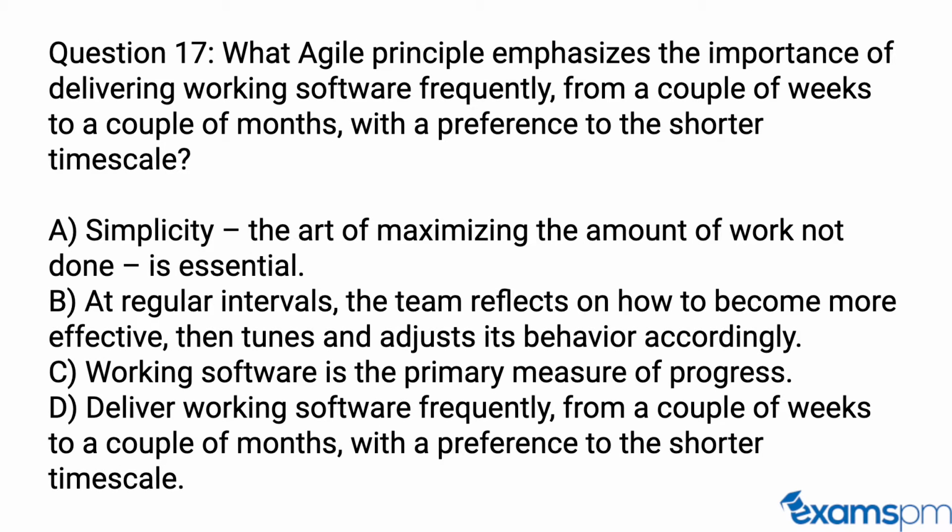Question 17. What Agile principle emphasizes the importance of delivering working software frequently, from a couple of weeks to a couple of months, with a preference to the shorter timescale? A. Simplicity, the art of maximizing the amount of work not done, is essential. B. At regular intervals, the team reflects on how to become more effective, then tunes and adjusts its behavior accordingly. C. Working software is the primary measure of progress. D. Deliver working software frequently, from a couple of weeks to a couple of months, with the preference to the shorter timescale.